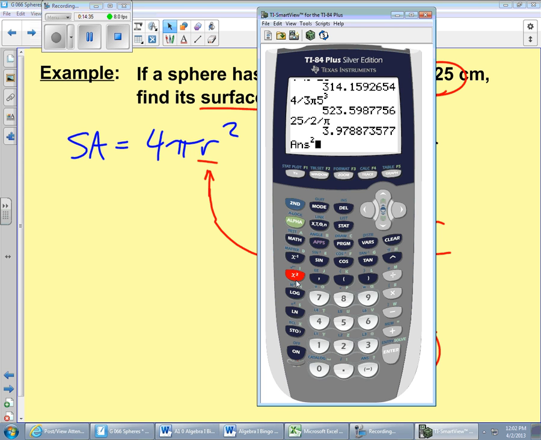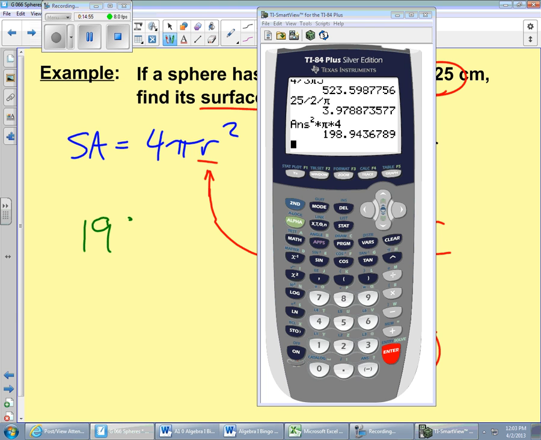But there's our radius squared, which also needs to be multiplied by pi, and also needs to be multiplied by 4. And look what you got. You got 4 pi r squared. That's surface area right there. Hit enter. What have we got? 198.94. Sounds like something.